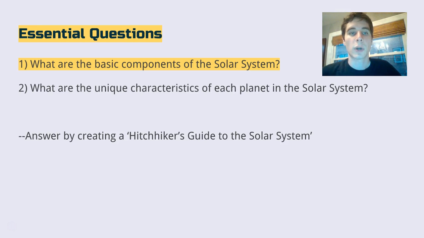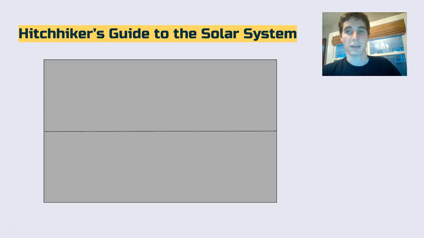Today, with lesson 1 here, we're going to be starting to answer, what are the basic components of the solar system? You're going to answer this by creating the Hitchhiker's Guide to the Solar System booklet. And in order to start taking notes on that, we need to make it. And that's where this set of slides comes in.